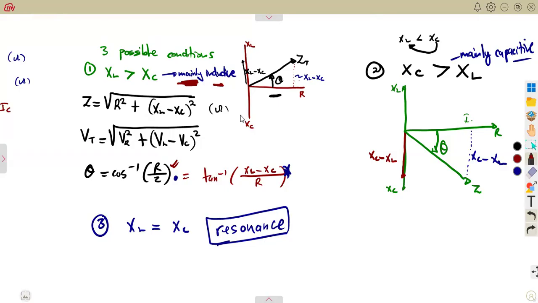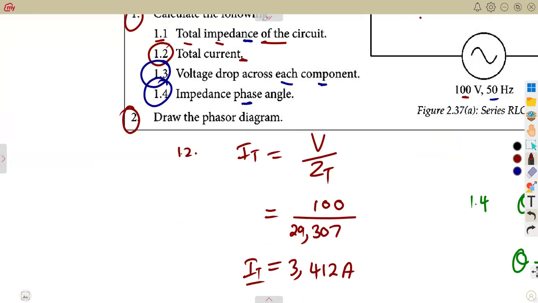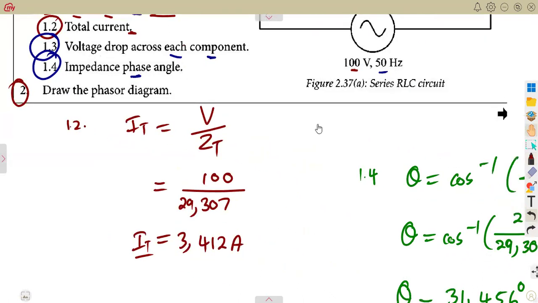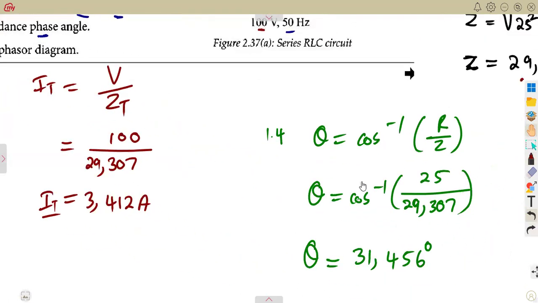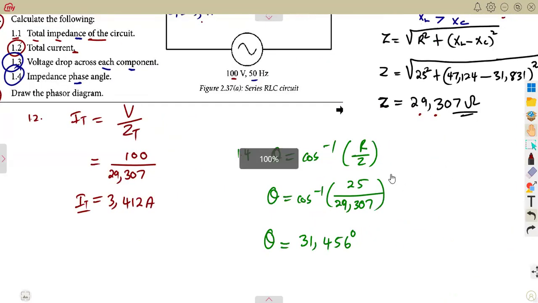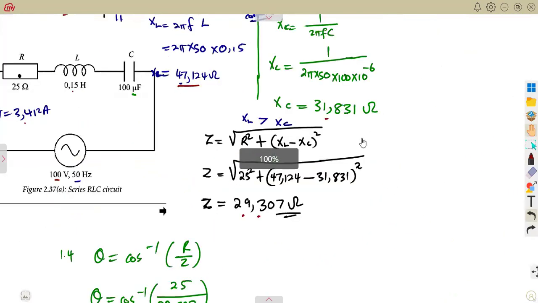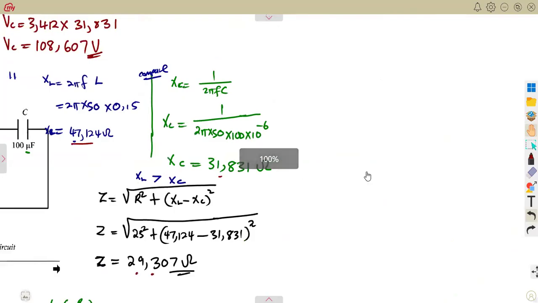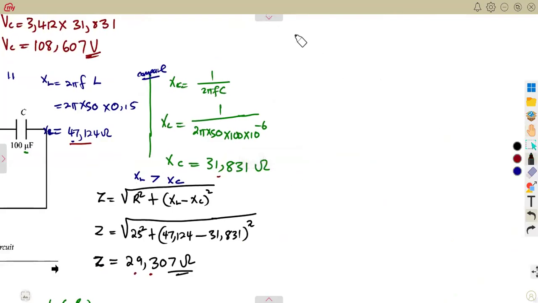Why is that so? The current lags the voltage. So if the current lags the voltage, it means our voltage will be on top. So that's how it will be considered. Are you considering the impedance or the voltages? It's up to you. In this case, guys, I'm just going to refer to the impedances. I have my reactances here, so I'm just going to have it on this part.